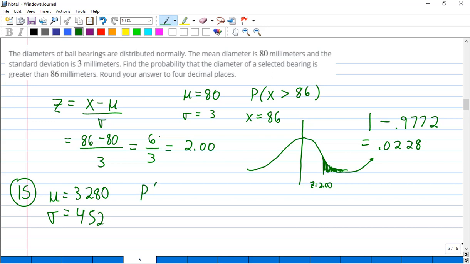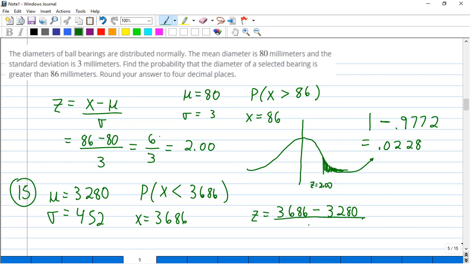And we want to know the probability that our X, or one randomly selected baby, will be less than 3,686 grams. All right, so that's our X value for our formula, 3,686. So Z equals X minus mu over sigma. So that's 3,686 minus, then my mu is 3,280, divided by my standard deviation, 452.